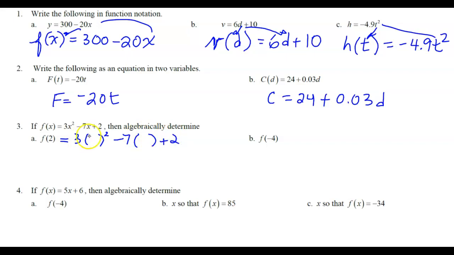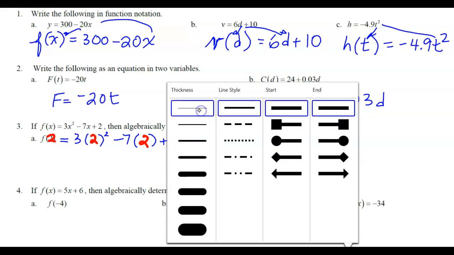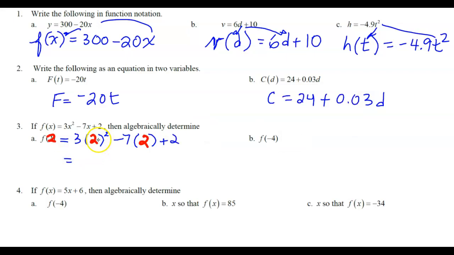I'm going to do it in red, so this will be a 2, this will be a 2. I can even put that in red to remind myself. Everywhere there's an x, I'm going to put a 2 in. Now you just follow the order of operations. So 2 squared, you have to do that first, is 4, times 3 is 12, minus 14 plus 2.